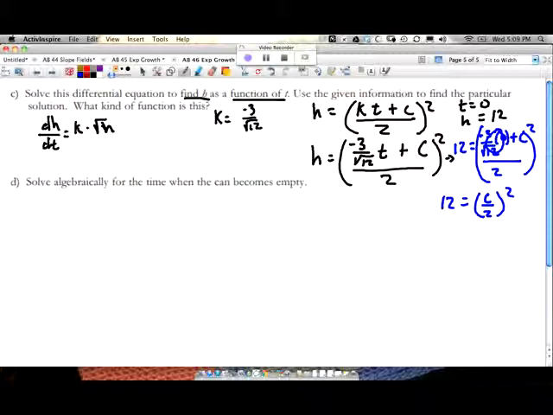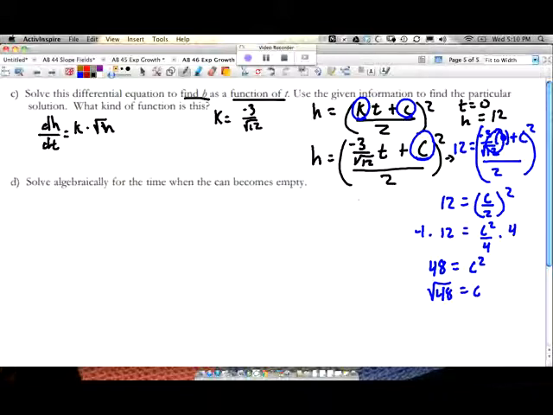Well, we can get 12 equals c squared over 4. Multiply both sides by 4. And then we got 48 equals c squared. So c equals square root of 48. How does that help us? Well, now we have c. So we've got k and c.